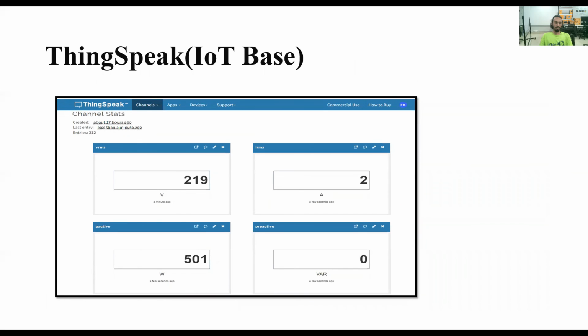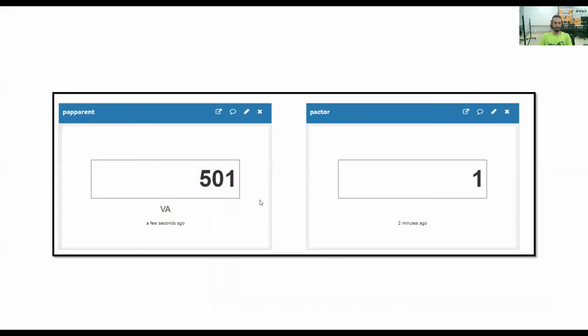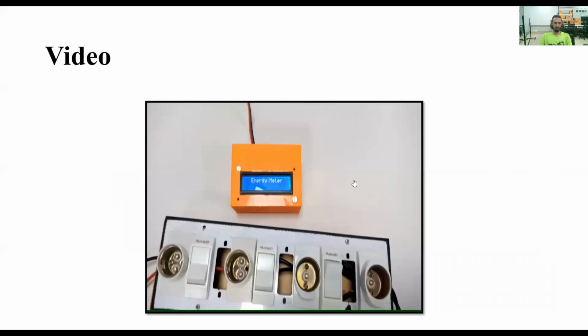This is the output which we have displayed on ThingSpeak using Wi-Fi. So this is IoT based. This is the VRMS and IRMS, and this is active power, and reactive power is zero. This is the result when we have connected a 500-watt resistive load, and this is apparent power and power factor.